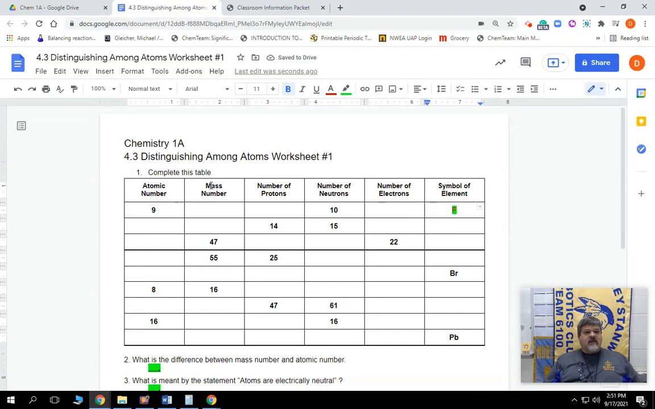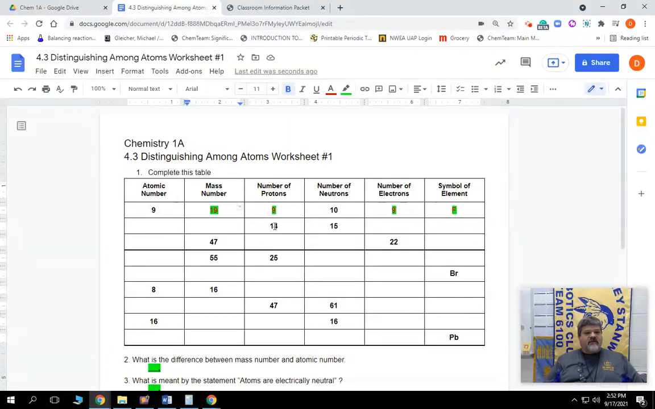So I look at the number of protons. Remember, that's equal to the atomic number, so that's going to be a 9. The number of electrons is also going to be 9. Now if I have the number of neutrons, I can go backwards to the mass number, so I can say 10 plus 9 equals 19. And that would be my answer for that one. So let's go on to the next one.